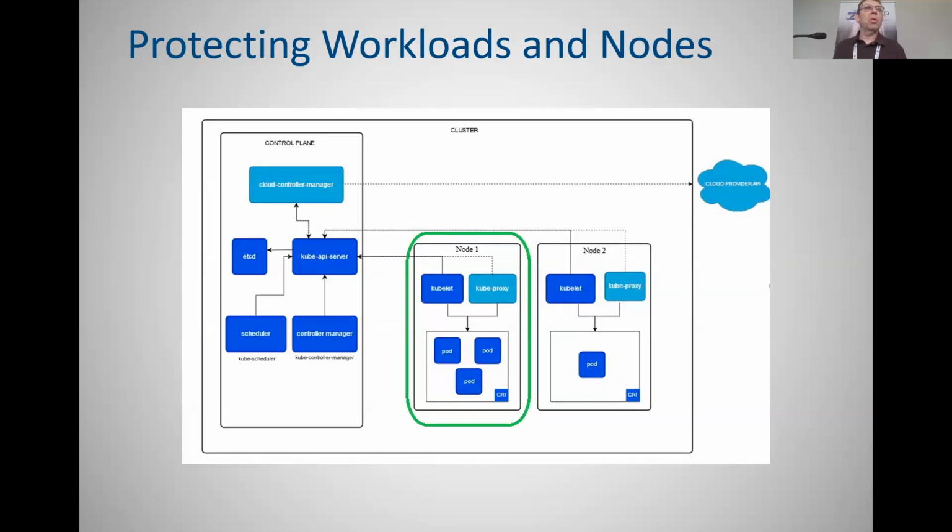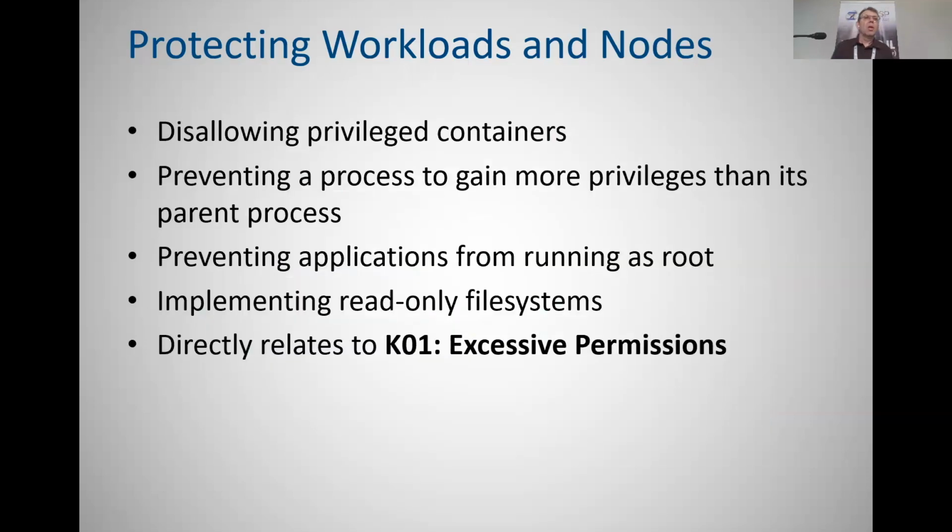Now let's protect our nodes where the application runs. What we need to do: we need to disallow privileged containers. We need to prevent a process from gaining more privileges than its parent. It's recommended to prevent applications from running as root, and to implement a read-only file system. It's related to K01, excessive permissions. And let's go through the risks one by one.